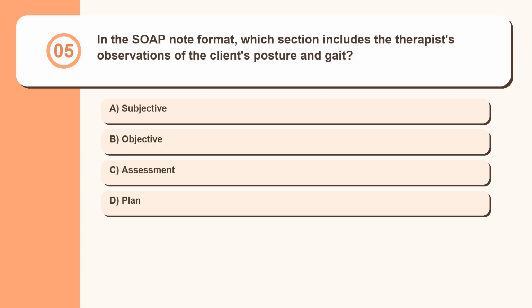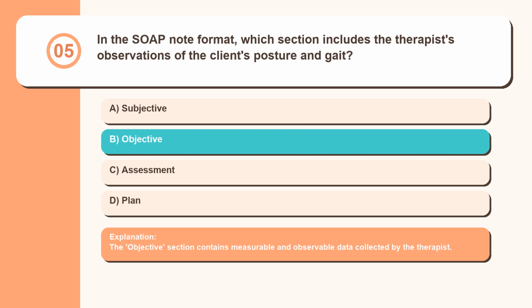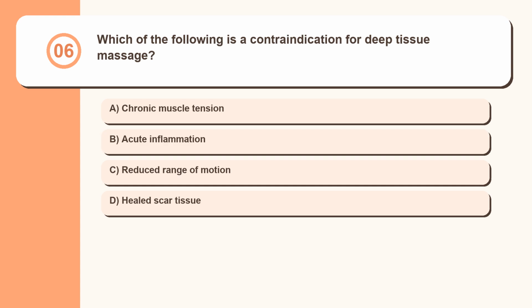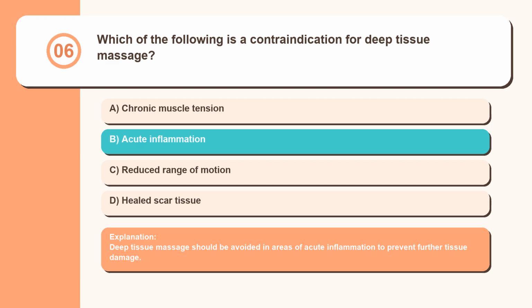Question 5. In the SOAP note format, which section includes the therapist's observations of the client's posture and gait? Subjective, objective, assessment, plan. The objective section contains measurable and observable data collected by the therapist. Question 6. Which of the following is a contraindication for deep tissue massage? Chronic muscle tension, acute inflammation, reduced range of motion, healed scar tissue. Deep tissue massage should be avoided in areas of acute inflammation to prevent further tissue damage.